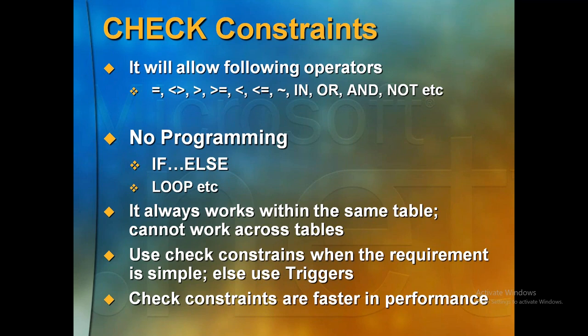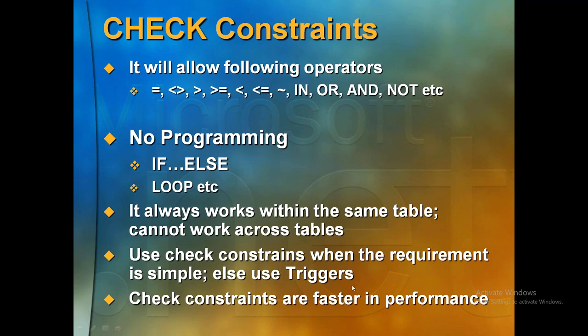You don't know what is programming, so if and else loops cannot be implemented. Simple expressions you can write: salary greater than zero, gender can be either male or female, grade can be either A grade or B grade. It always works within the same table, cannot work across tables. Use check constraints when the requirement is simple, else use triggers. Check constraints are faster in performance.